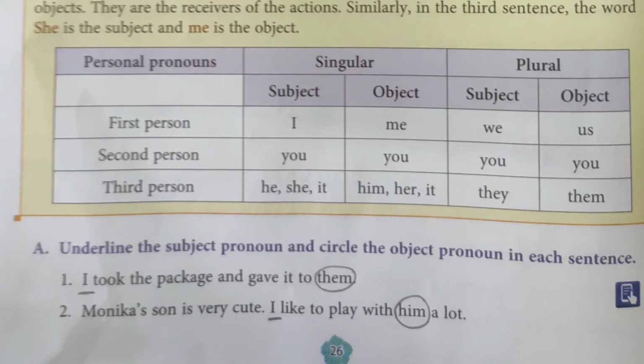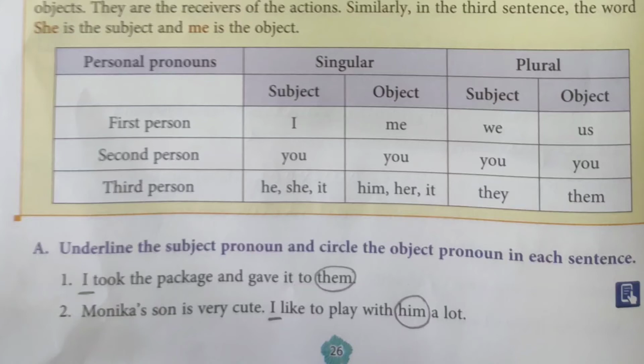Monica's son is very cute. I like to play with him a lot. Again you see, children, who's doing the work? I. I like something. Then I is the subject and him is what? The object. So you will underline I and you will circle him.